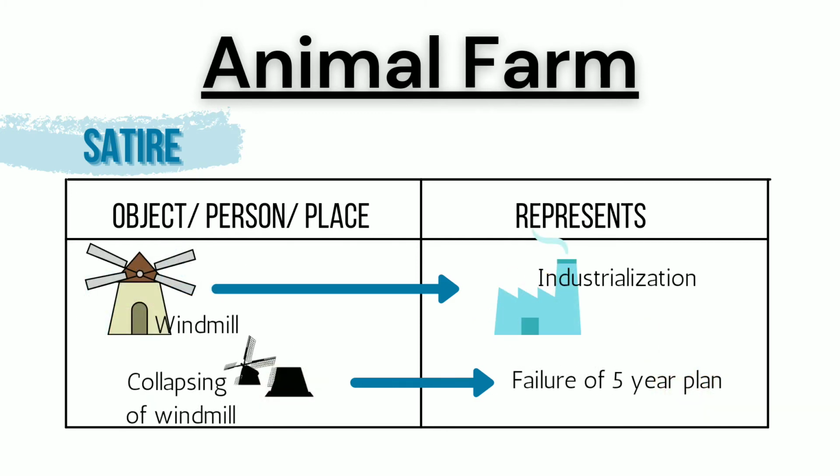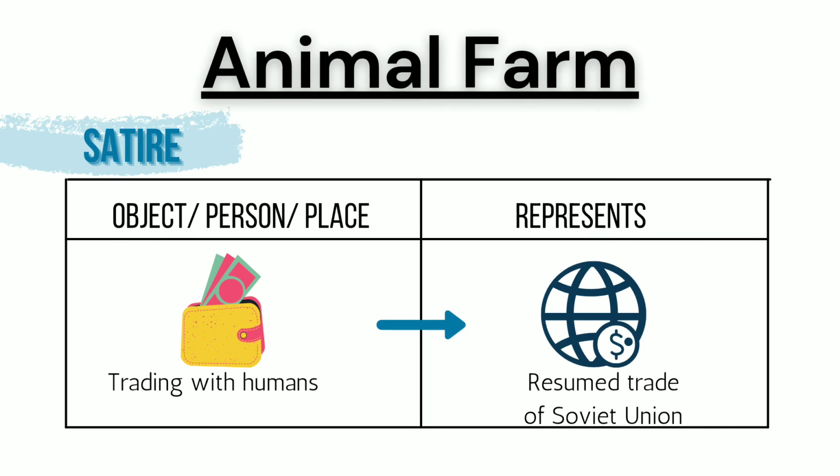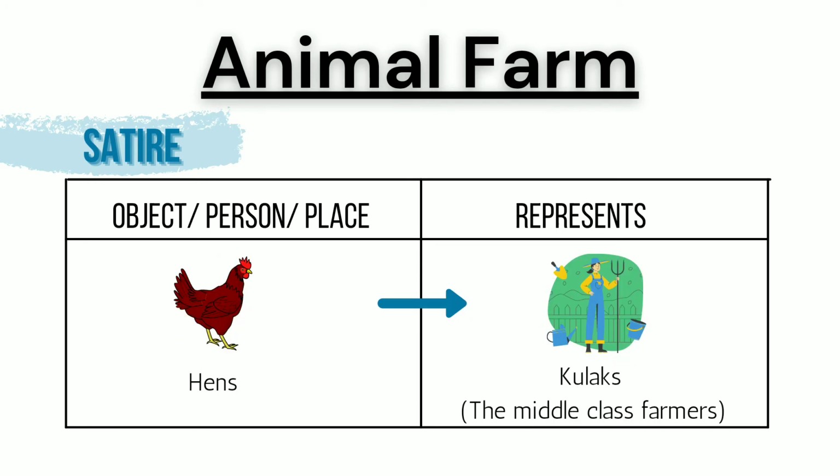Next, the windmill stands for industrialization, and the collapsing of the windmill shows the failure of the 5-year plan. When Napoleon starts trading with humans, it represents the resumed trade of Soviet Russia in 1930. Soon after this, the hens were ordered to give up all the eggs for sale to humans, so they preferred to smash them rather than obey orders. They represent the kulaks. Now, these kulaks were the middle-class farmers who reacted against the 5-year plans.